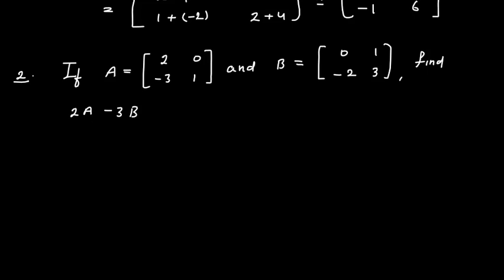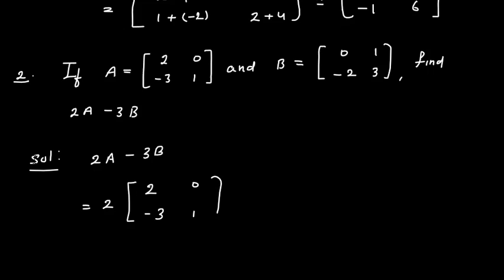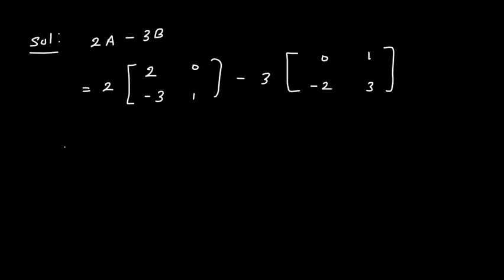Now here the second problem. A and B are given. We have to find 2A minus 3B. So in the solution it is 2A minus 3B. So this is 2 times the value of A, which is 20 minus 31, then minus 3 times the value of B, which is 01 minus 23. So let us first multiply 2 with all these elements. So it is 2 into 2 is 4, then 2 into 0 is 0. This is minus 6 and this is plus 2.